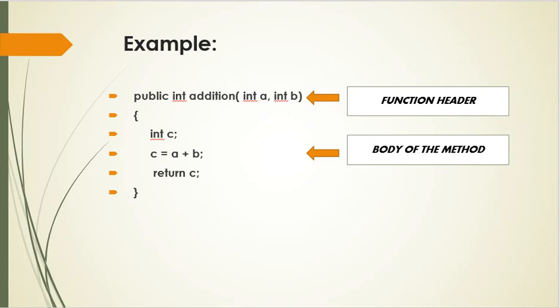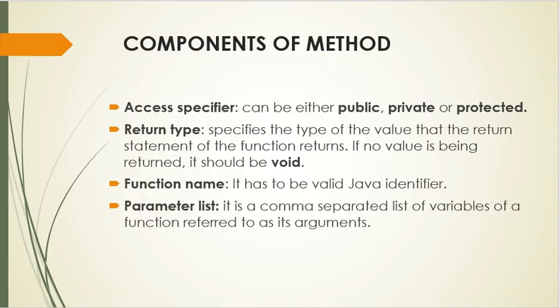Now the other components, starting with the access specifier. As we have started the function, the method name, with public int addition. The access specifier can be either public, private or protected. These keywords are used to determine the type of access to the function.